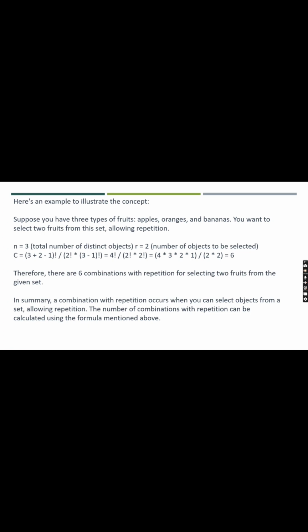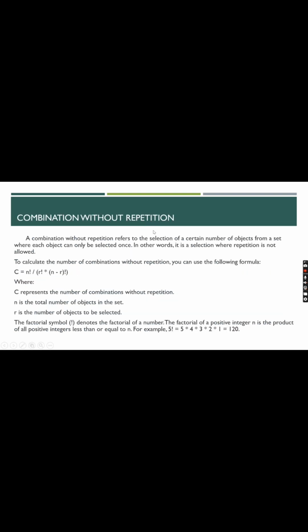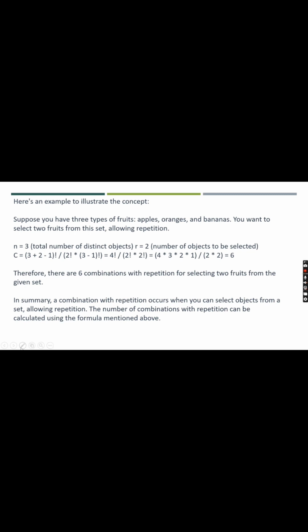Let's move to the example. Here is an example to illustrate the concept. Suppose you have 3 types of fruits: apples, orange, and bananas. And guys, you want to select 2 fruits from this set, allowing repetition. Dalawang prutas lang daw ang pipiliin.